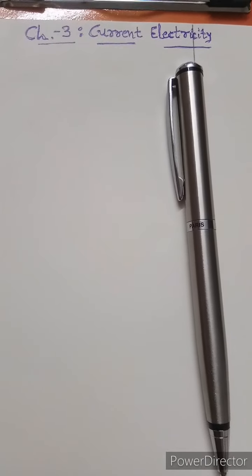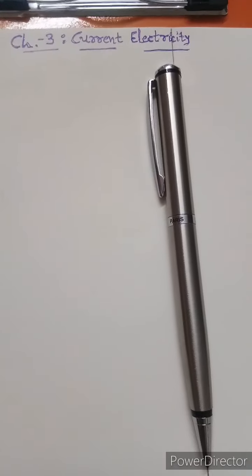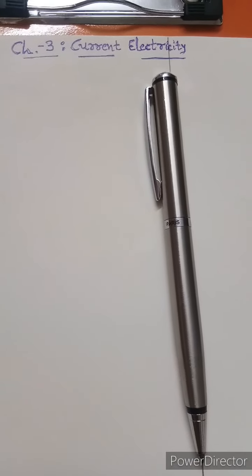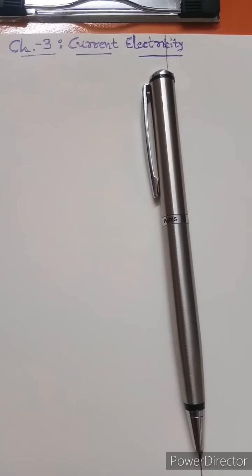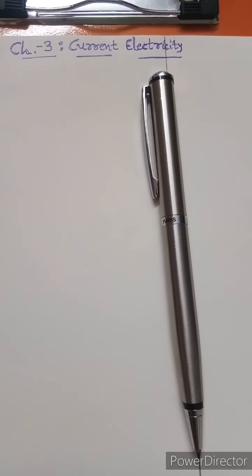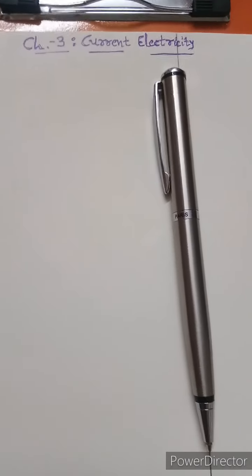Let's continue our chapter number 3, current electricity. In the previous chapter we have learned about current, current density, relation between current density and electric field, resistivity, conductivity. Now we will continue our next session and our next topic is drift velocity.